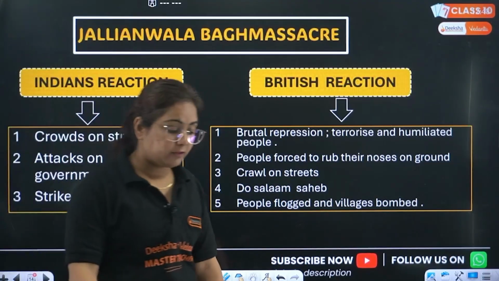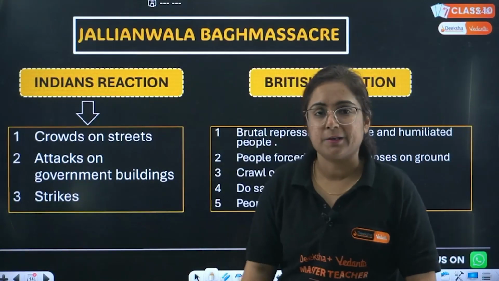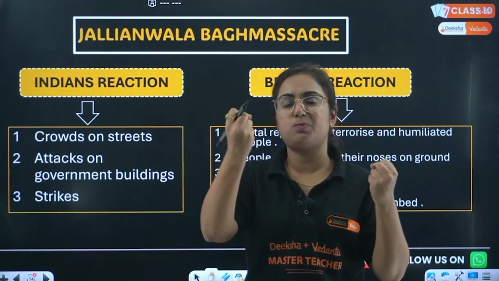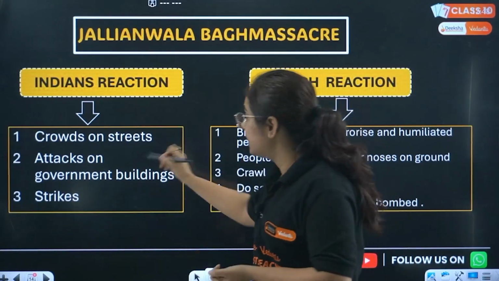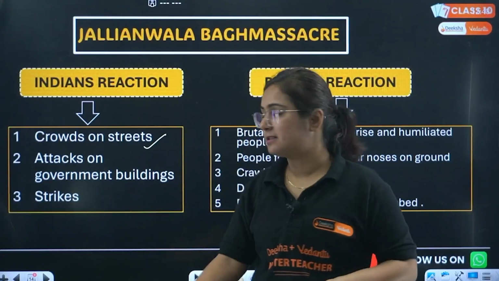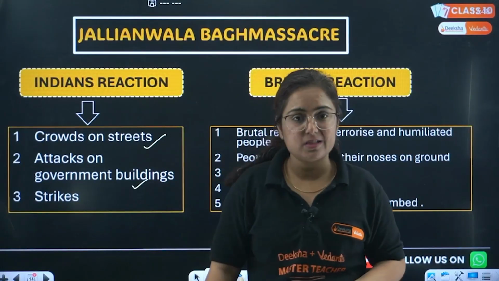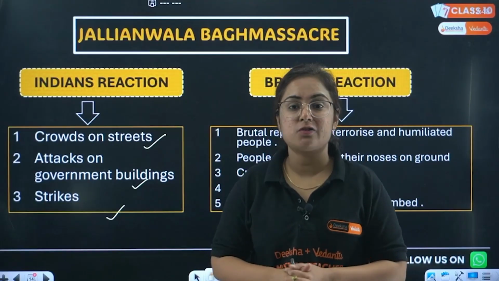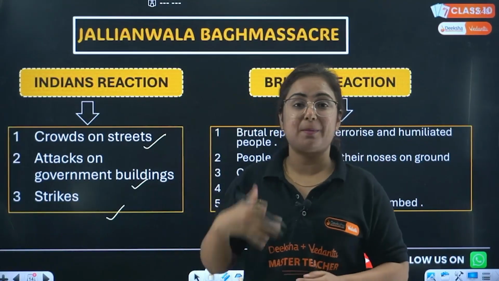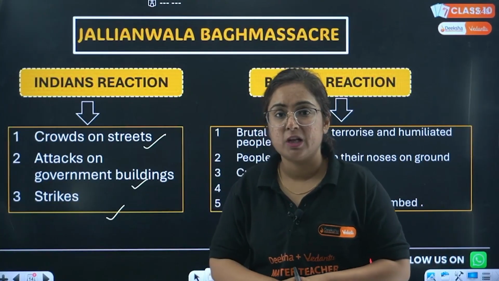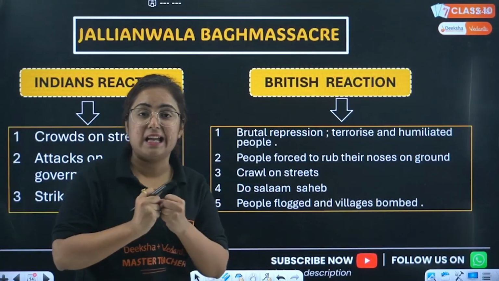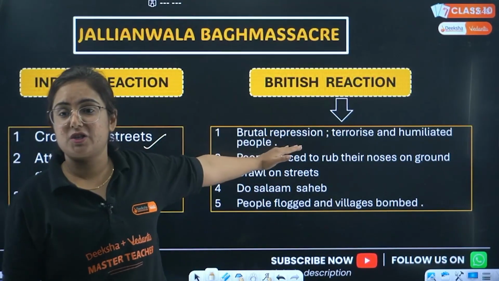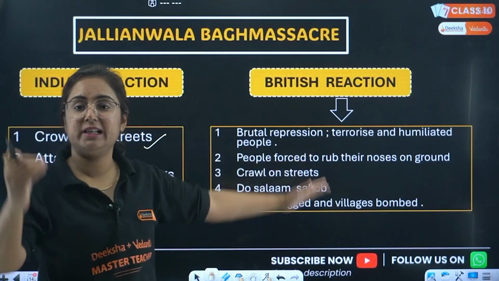Now what happened after this Jallianwala Bagh massacre? There was obviously a negative response by Indians. The crowd came on the streets. They started attacking government buildings. There were strikes all over. The violence was increasing in the country because the Britishers were suppressing them violently. This time, rather than accepting their mistake, the Britishers brutally repressed, terrorized and humiliated Indians.